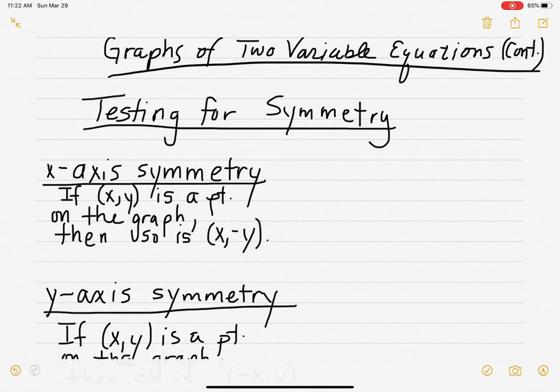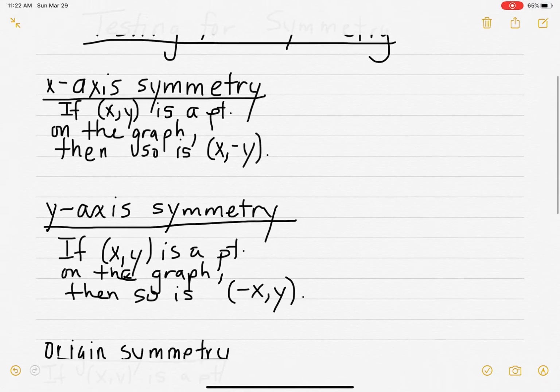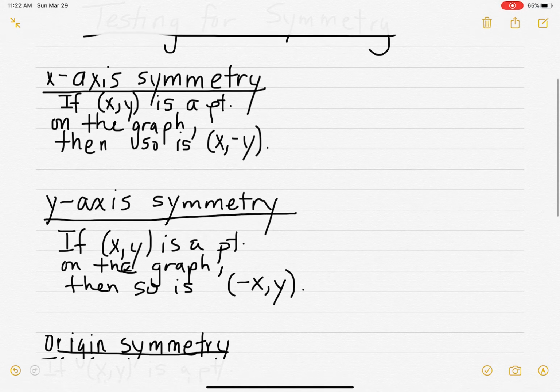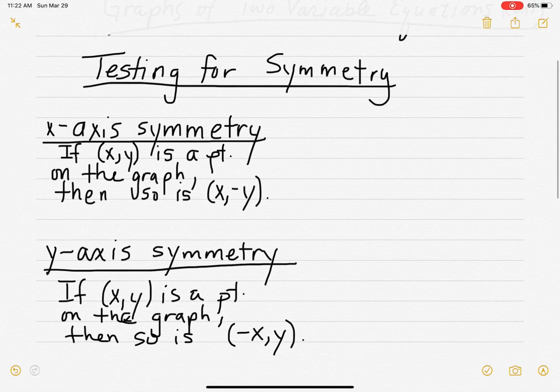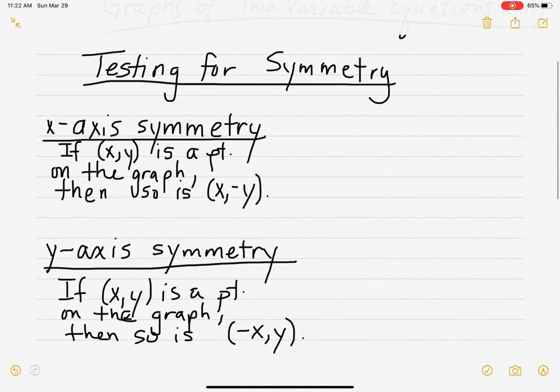So we want to continue looking at symmetry for two variable equations, graphs. So we talked about three types of symmetry, maybe you remember. We said that first of all, there's x-axis symmetry, then there's y-axis symmetry, and then there's origin symmetry. And we established a characterization for each of these types.